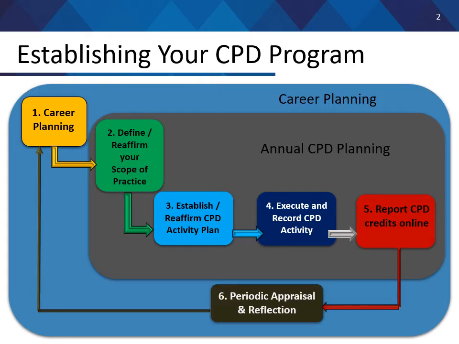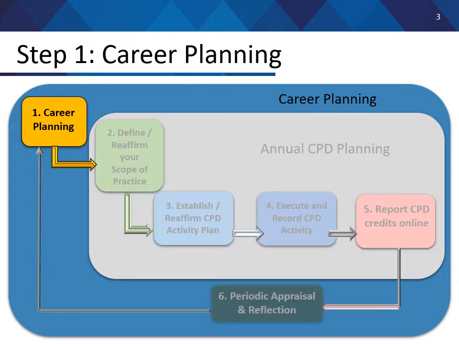The APEGS CPD program requires members to meet a minimum set of professional development requirements each year. Members can decide how to achieve those requirements based on their individual programs. To ensure effective programs are being established, members are required to complete 6 essential steps. Those steps are illustrated here. As you can see, steps 2 through 5 need to be completed on an annual basis, while steps 1 and 6 are to be completed on an as-needed basis. In this video, we will discuss steps 1 through 3. The remaining steps will be covered in other tutorials.